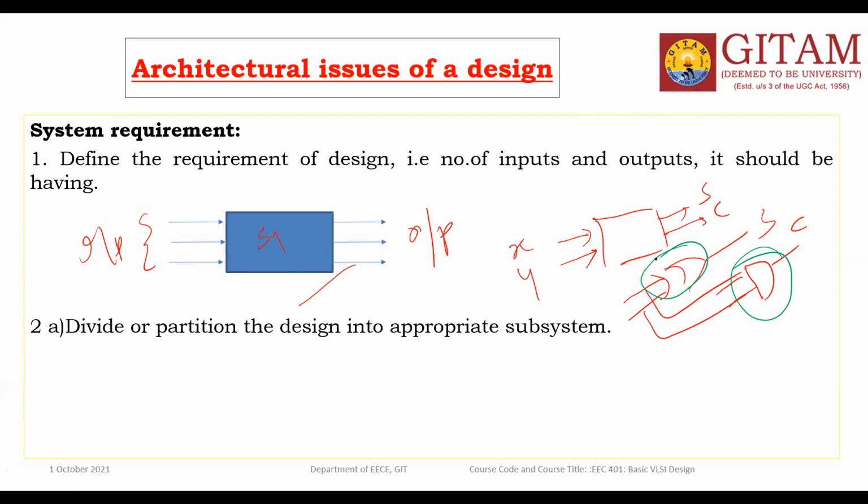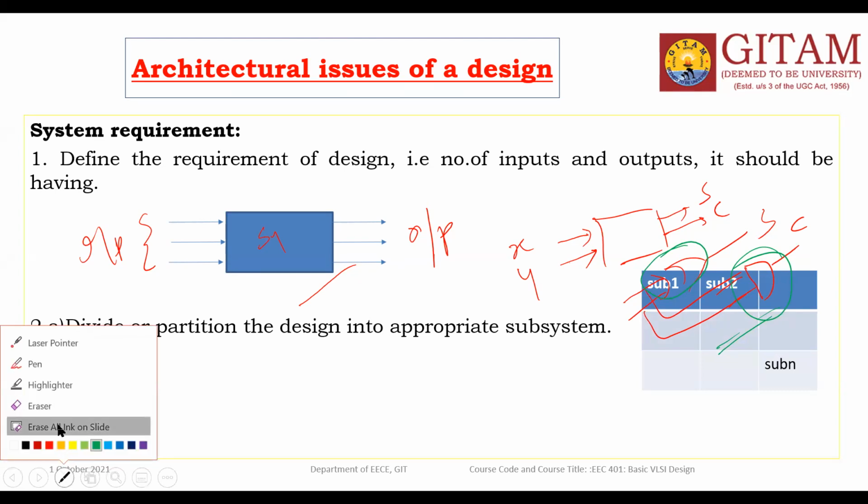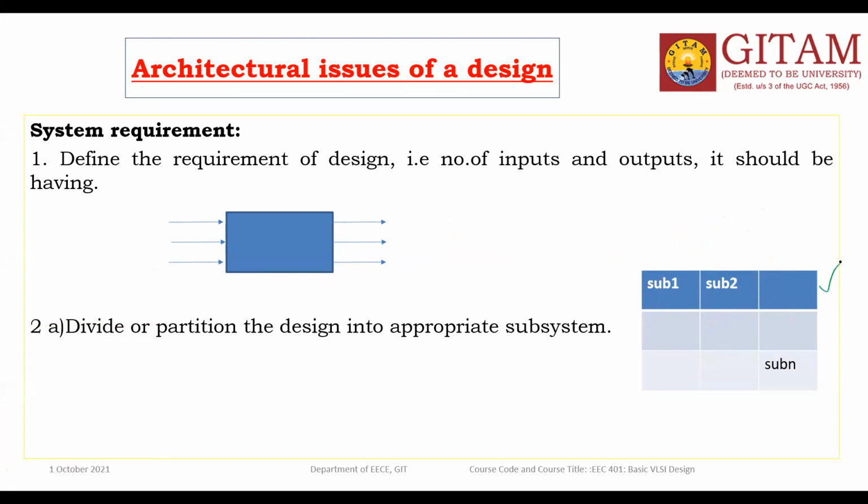Here in this design there is no regularity, because the two are different gates. But it is a simple design, so we need not go for regularity. But when the design is complex, to reduce the design time, go for high regularity. Suppose this is a system, divided or partitioned into a number of blocks. Each block is one subsystem.